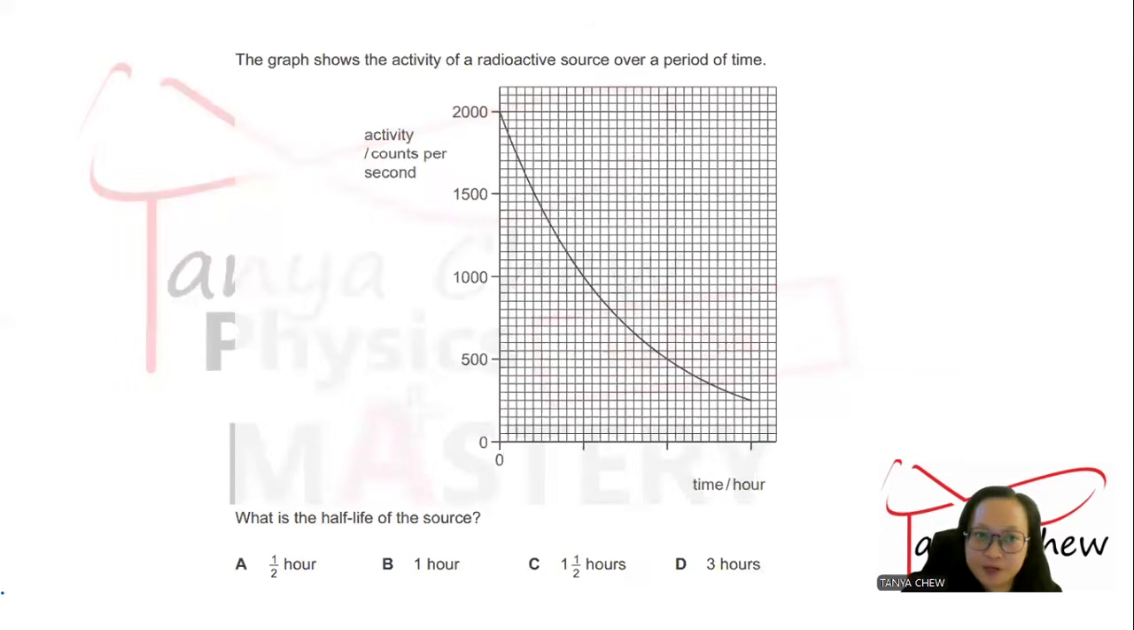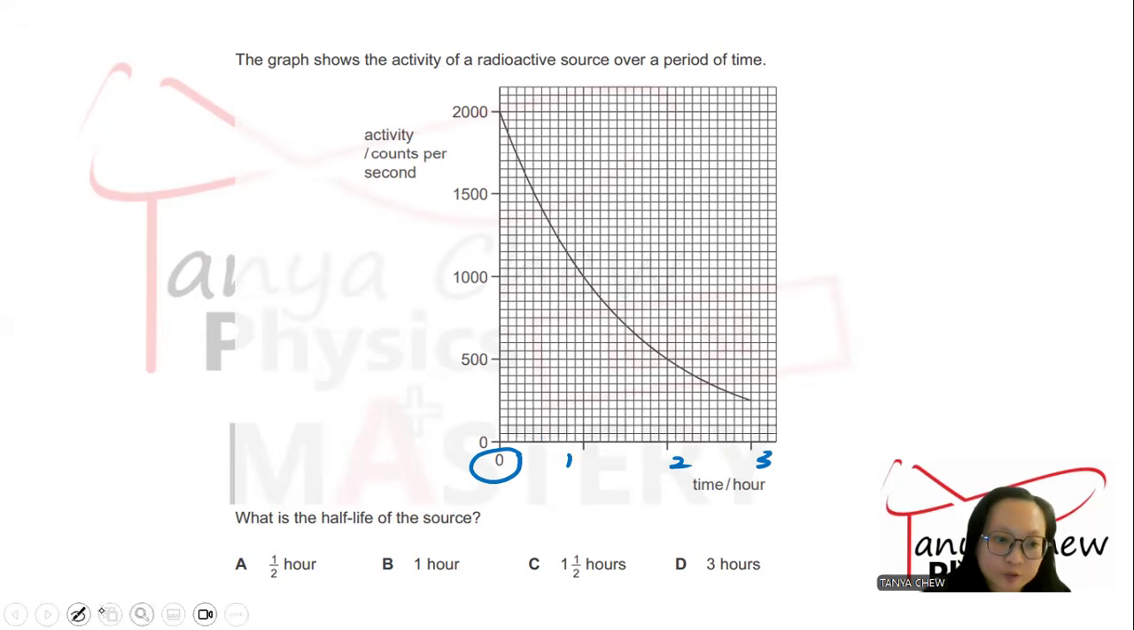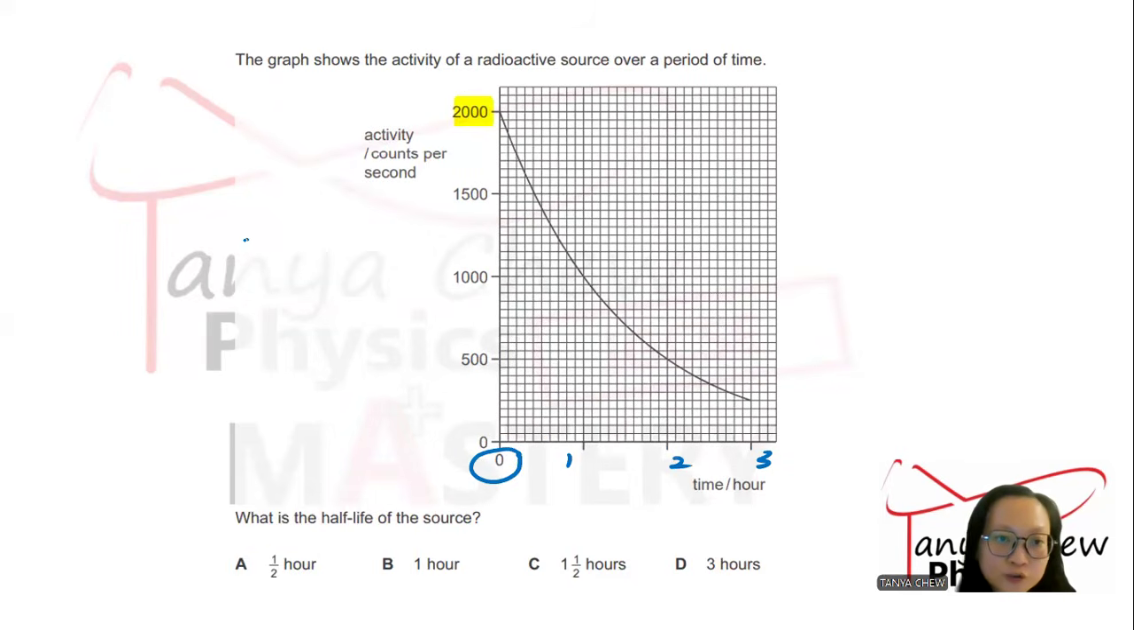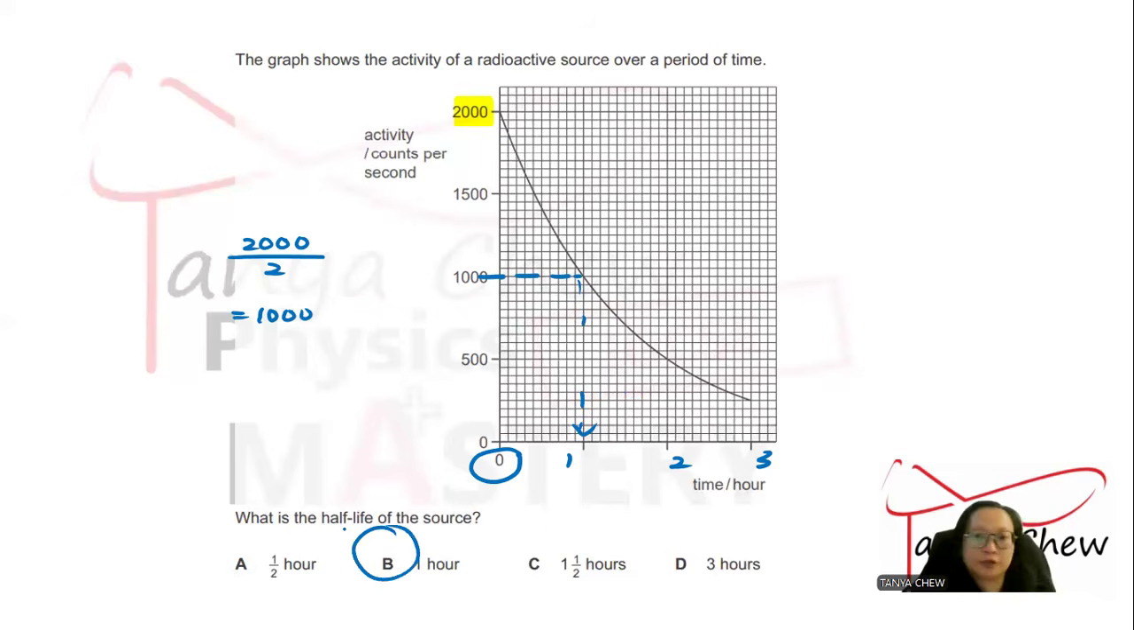The next one, when a graph is being given, look at the graph. The graph shows the activity of a radioactive source over a period of time. What is the half-life of the source? When the time is equal to 0 hour, take the value on your y-axis. That is the initial activity, 2000. So at half-life, the initial activity must decrease to half of its initial value, remember? So you take 2000 divided by 2. So you get 1000. Just look at 1000. What is the time? The time is actually 1 hour. So 1 hour is the answer.